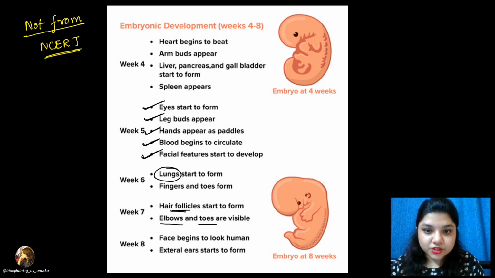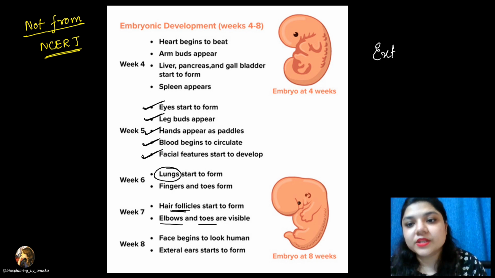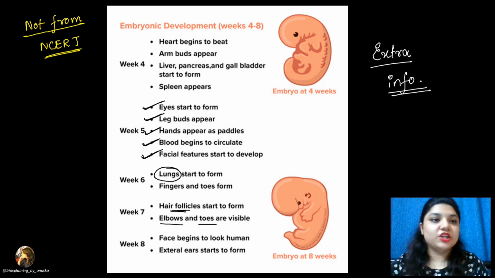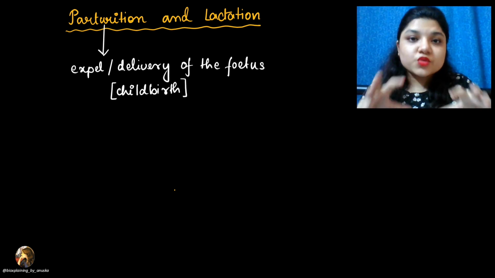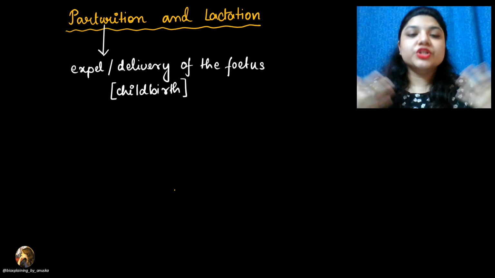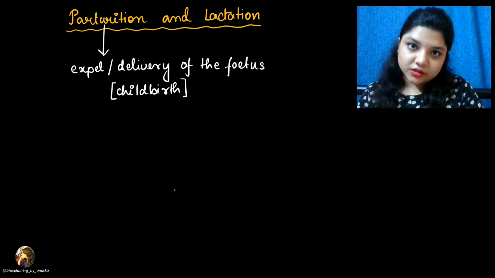So again, I am just repeating that this is absolutely extra info. This is not included in your NCERT textbook. Well, so that said and done, we are finished with our concept about pregnancy and our concepts about embryonic development. Now what are we getting into? The next topic, that is parturition and lactation. So first, what is parturition? Parturition in simple words is childbirth, right?